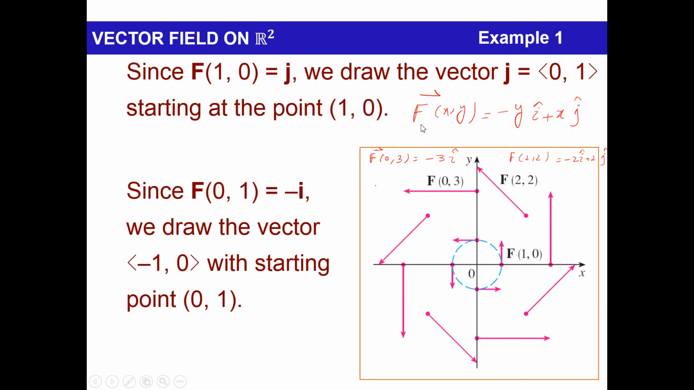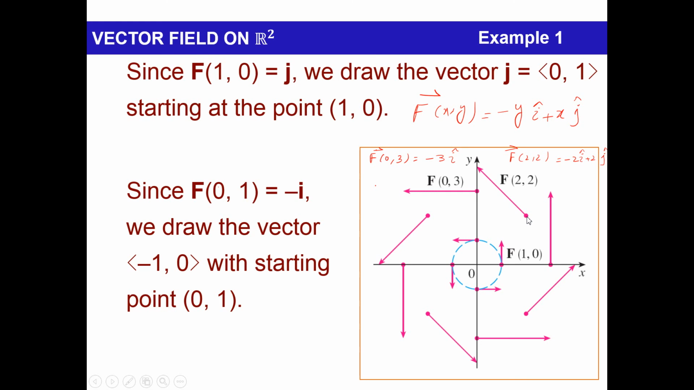F(2,2). So let me write. I can write even now. Okay, this is the vector F(2,2). That is x is equal to 2, y is equal to 2. So this gives us minus 2i minus 2 plus 2j.